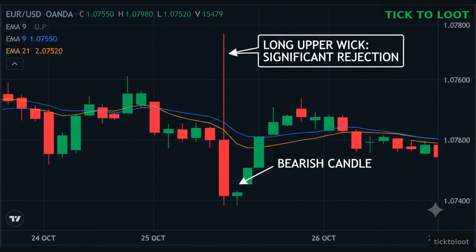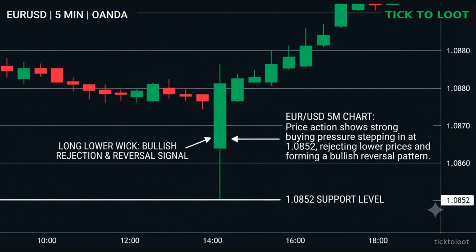A long upper wick on a candlestick means that the price tried to go higher, but was rejected by sellers. It's like an attempt to break through a ceiling, but the sellers pushed back and kept the price down. A long lower wick on a candlestick means that the price tried to go lower, but was rejected by buyers. It's like an attempt to break through a floor, but the buyers pushed back and kept the price up.